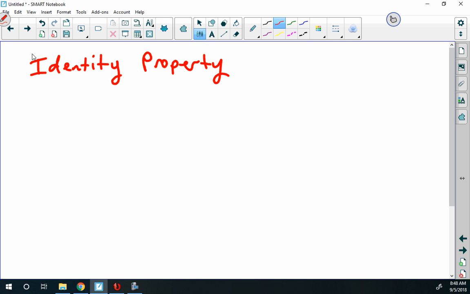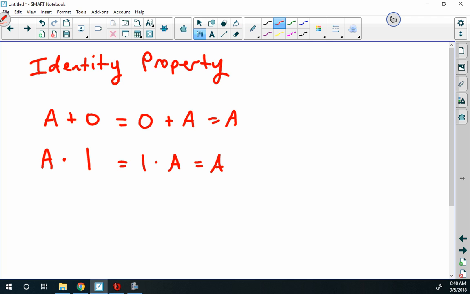But anyway, the identity property says for all real numbers, if you take the number A and you add nothing to it, or you take nothing and add it to A, you get just A. If you take A and multiply it by 1, or take 1 and multiply it by A, you get just A for any real number A.